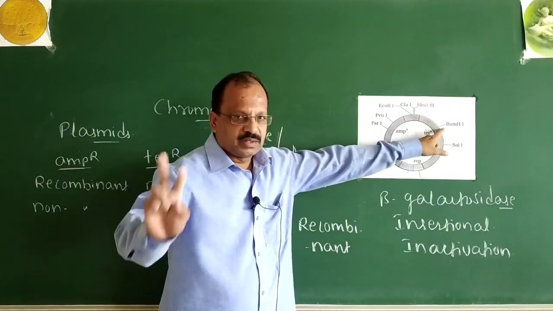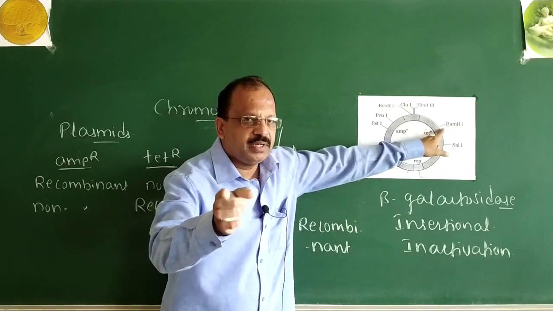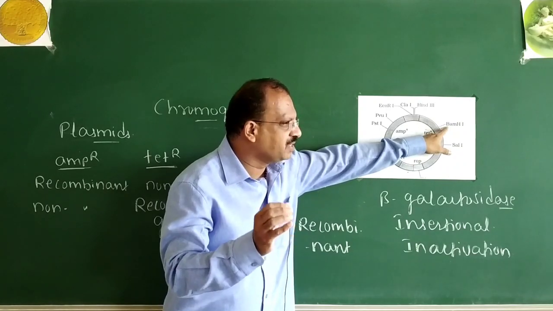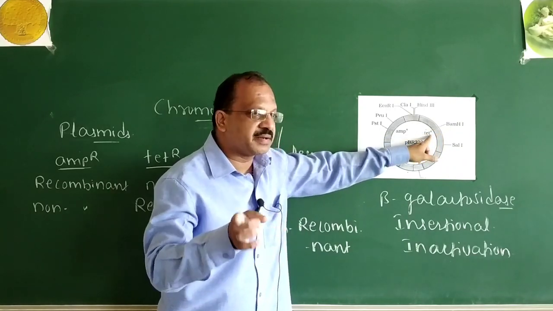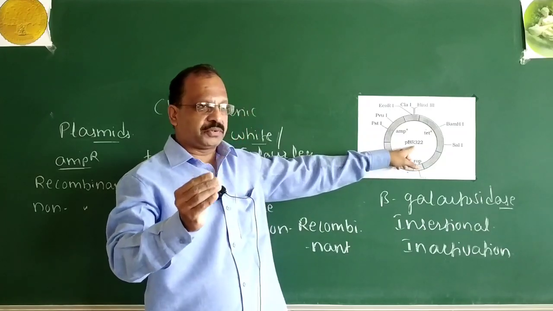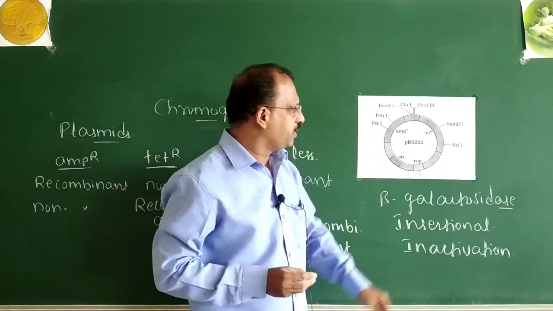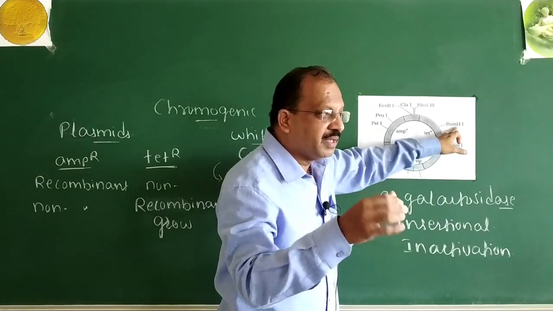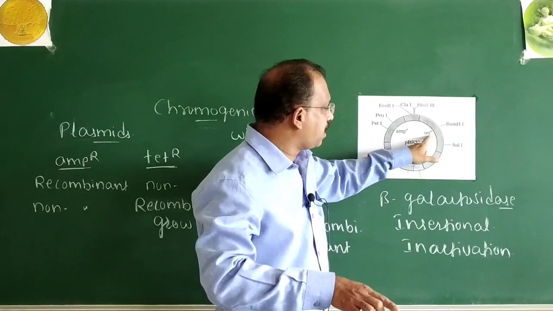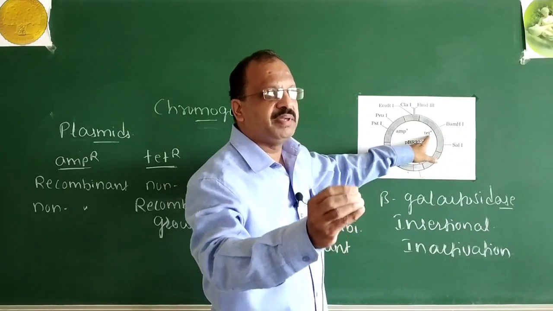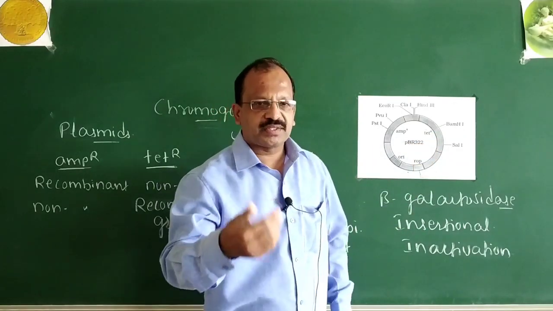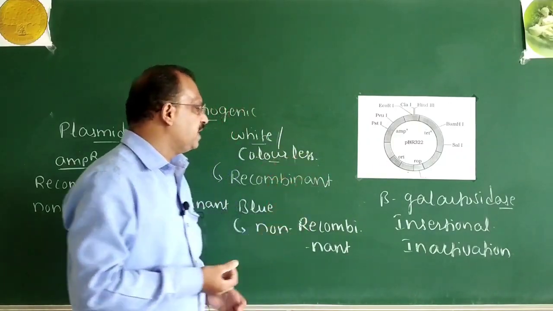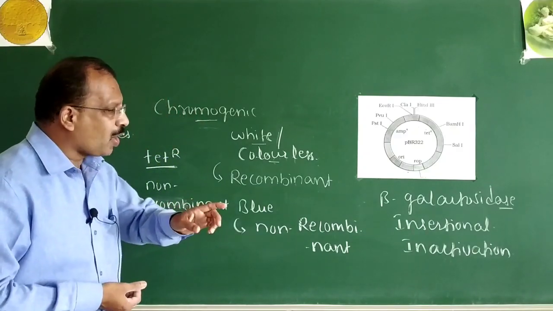Now look over the second technique. When the foreign DNA is ligated to BamHI site of tetracycline resistant gene of pBR322, so take care of this point, it will lose resistance to tetracycline. This can be easily identified from the non-recombinant.